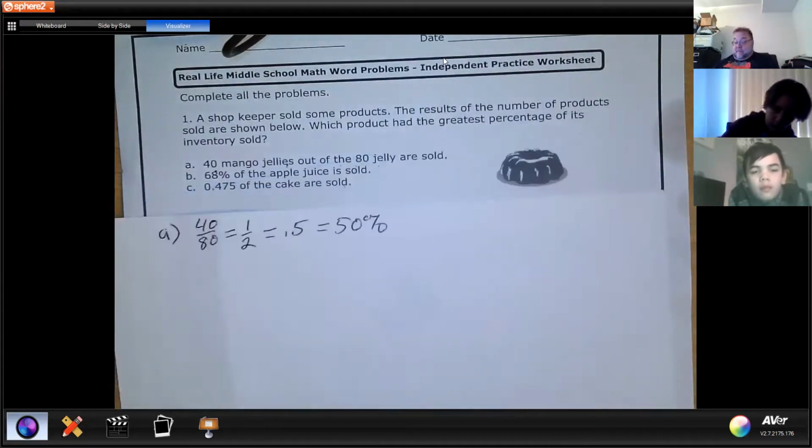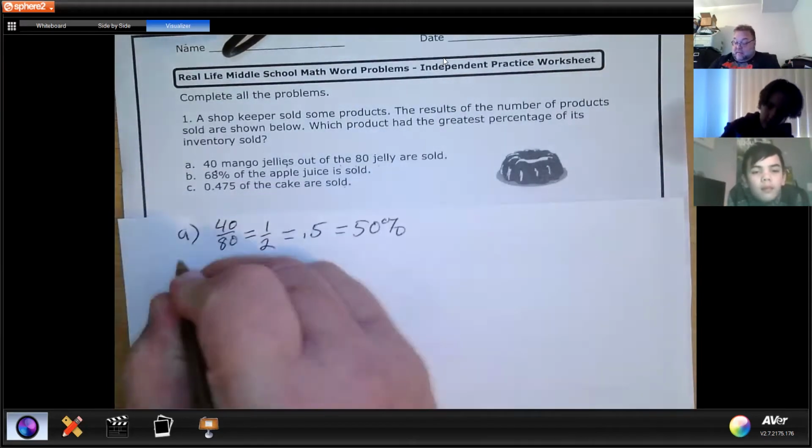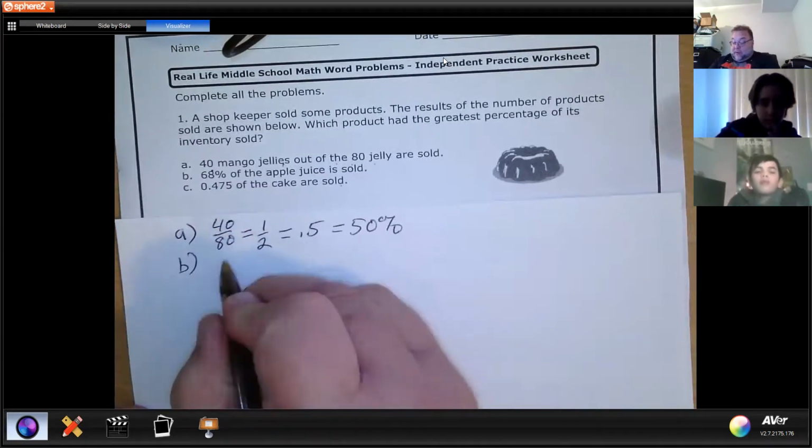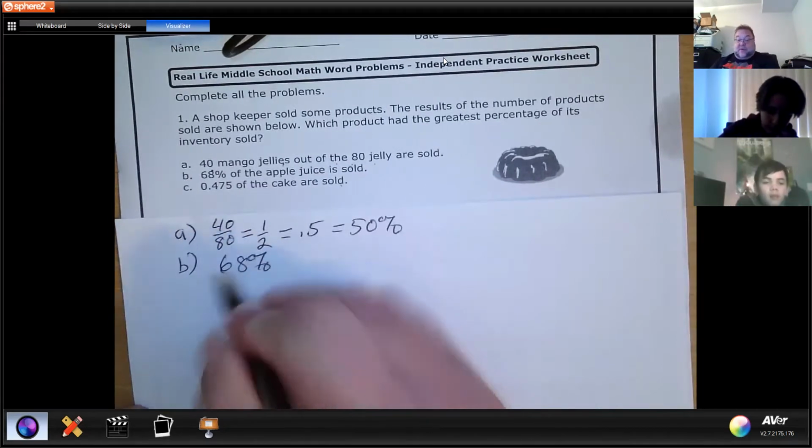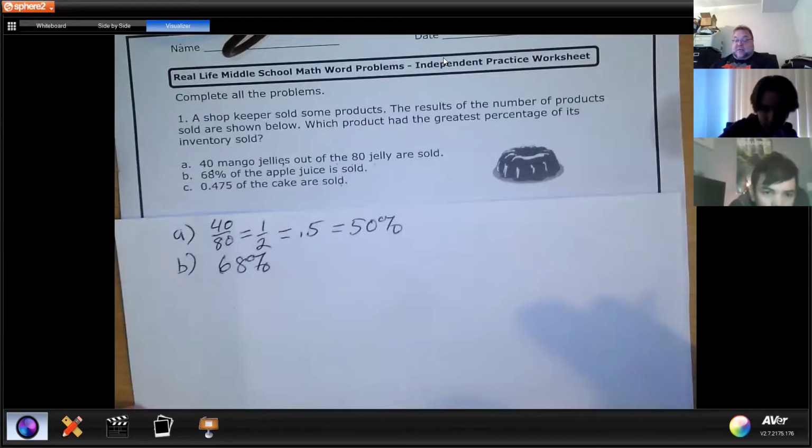Right? Now B is already cooperating. It just says it's 68%. So I don't need to do anything with that. I just need to write that one down.